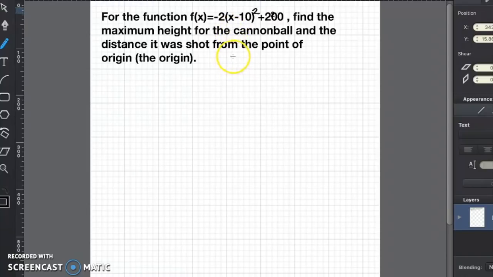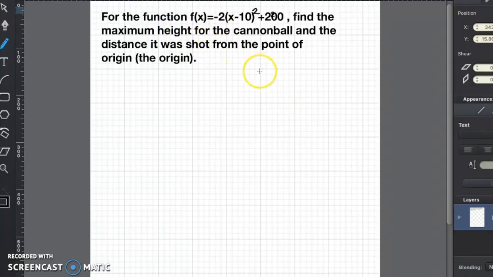So all of these objects react in a parabolic fashion, which is really nice for us, right? Things are easily predictable, things can be figured out. So in this case, what I'm looking for is to find the maximum height for a cannonball that is represented by this function, and I want to find the height of the cannonball, right?